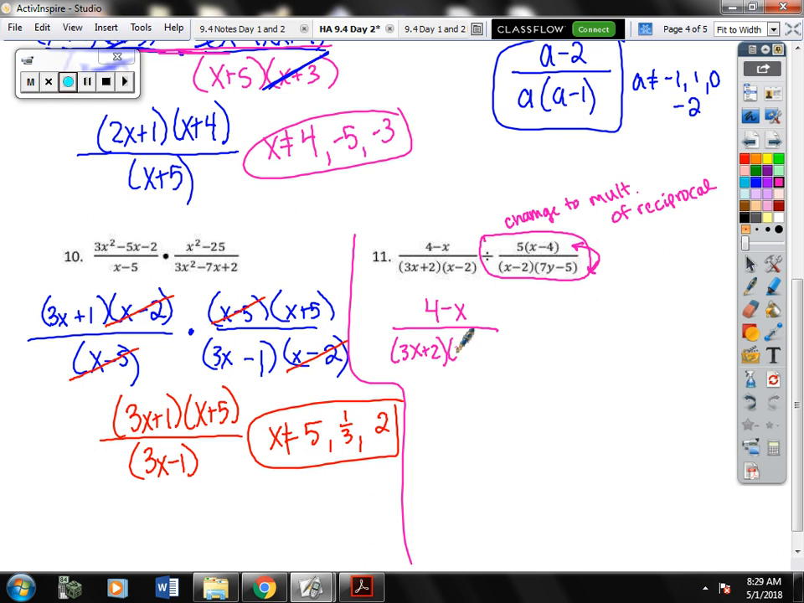So the first fraction stays. The second fraction gets flipped. So we'll have x minus 2, 7y minus 5, and 5x minus 4. So we should be able to see that we can cancel out one thing, and that is our x minus 2.